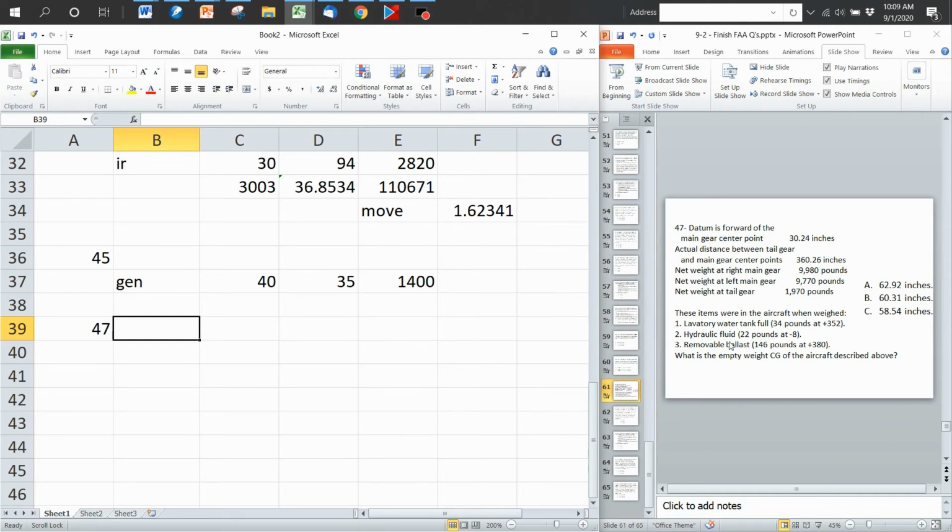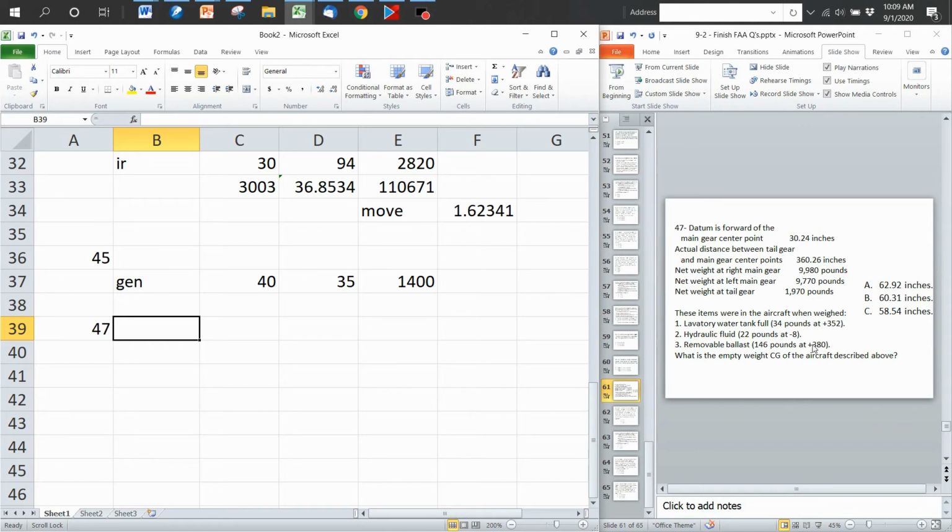remove the hydraulic fluid. And then we come to removable ballast. And this is where the real heart of this question is. Do we take off a removable ballast when we weigh the aircraft? Yes. What ballast do we not take off when we remove an aircraft? We don't take off permanent ballast. And since they didn't say permanent ballast, this one's coming off. Minus 146 pounds at 380 inches.